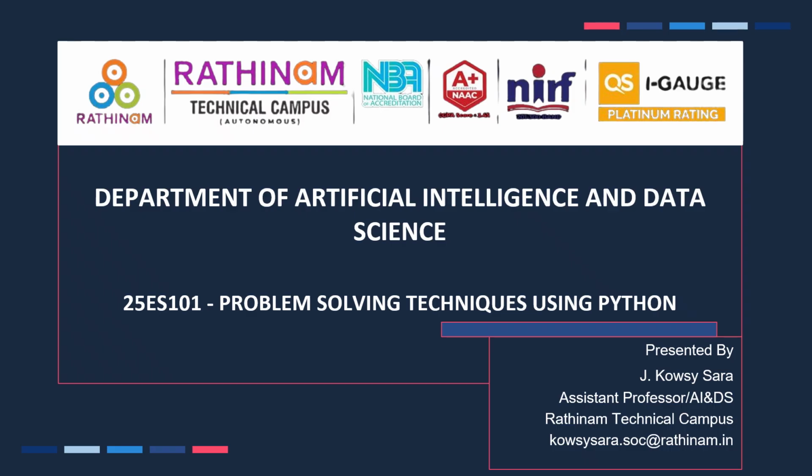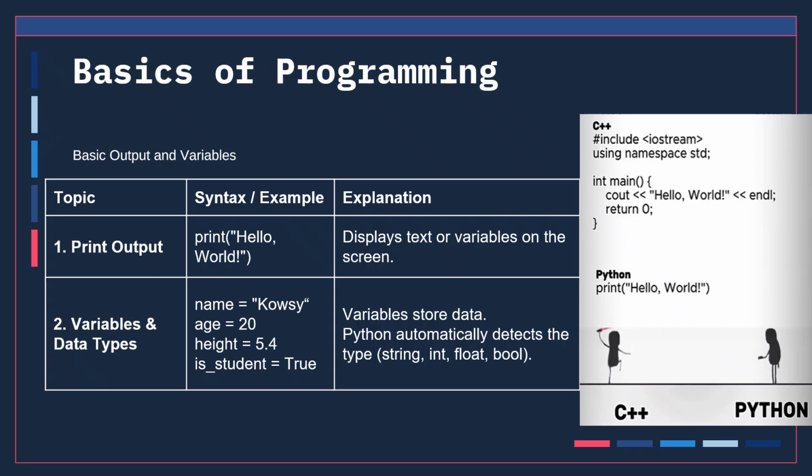Today I am going to talk about problem solving techniques using Python programming. For the basics of Python, before I start, there are lots of programming languages, like C, C++, Java. To display a single line like hello world, you have to use multiple lines of code. You can see it in this image. For Python, the code is completed in one line. So I hope you understand.